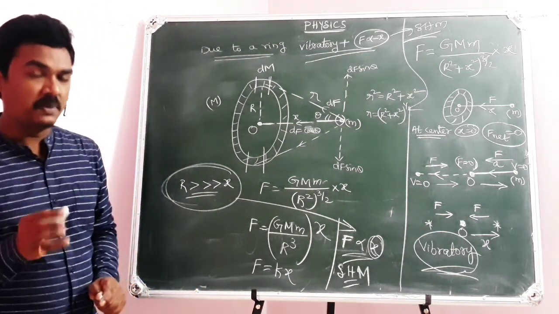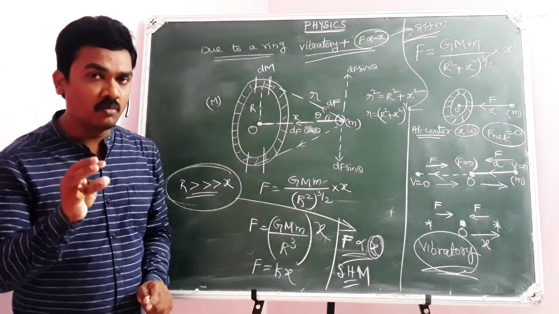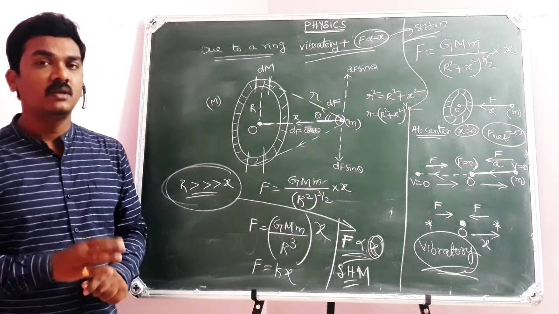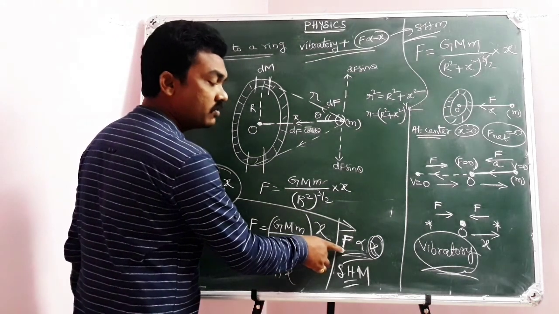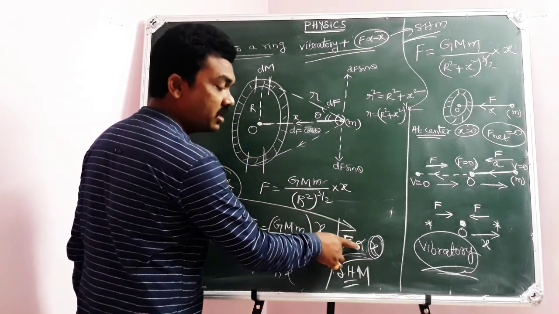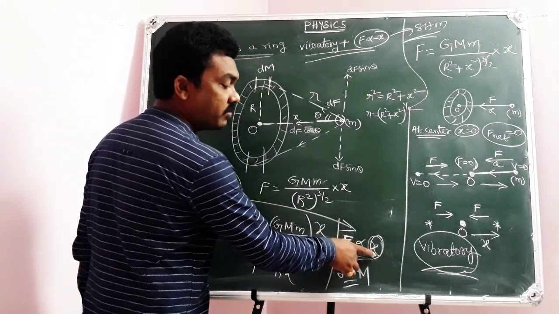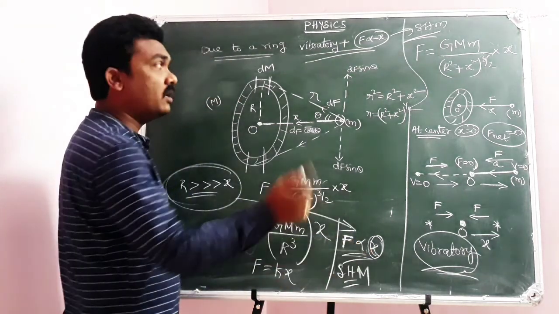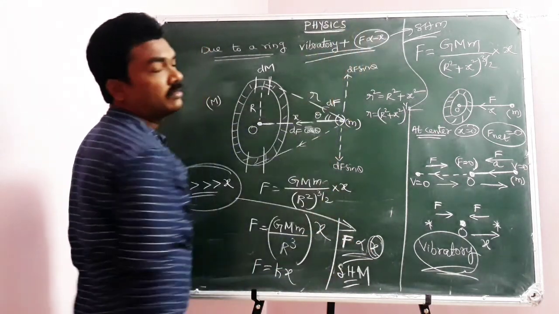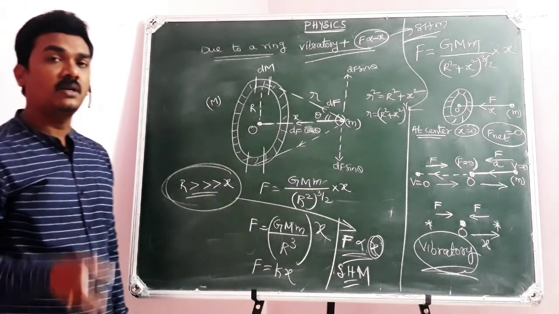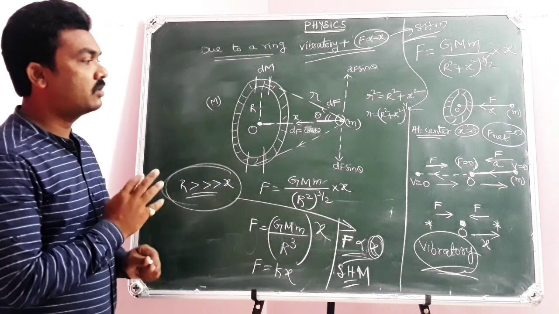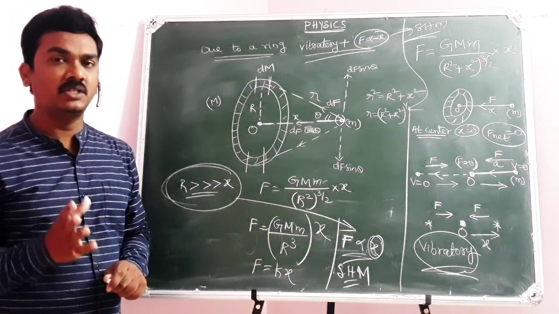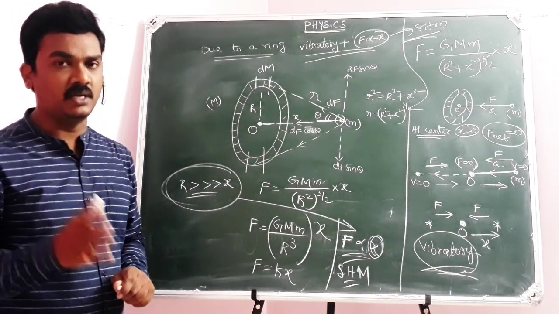So, I repeat, a vibratory motion of the particle in which the restoring force is directly proportional to its distance from the mean position but in opposite direction is known as simple harmonic motion. So this is all for today's class, force of gravitation due to continuous distributed mass.